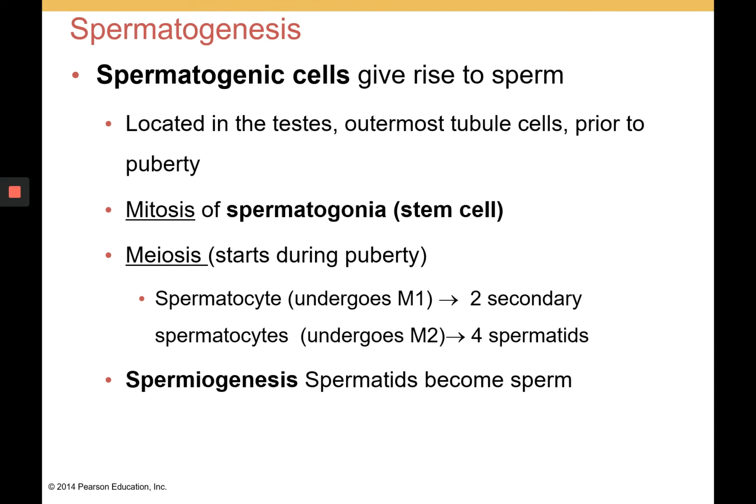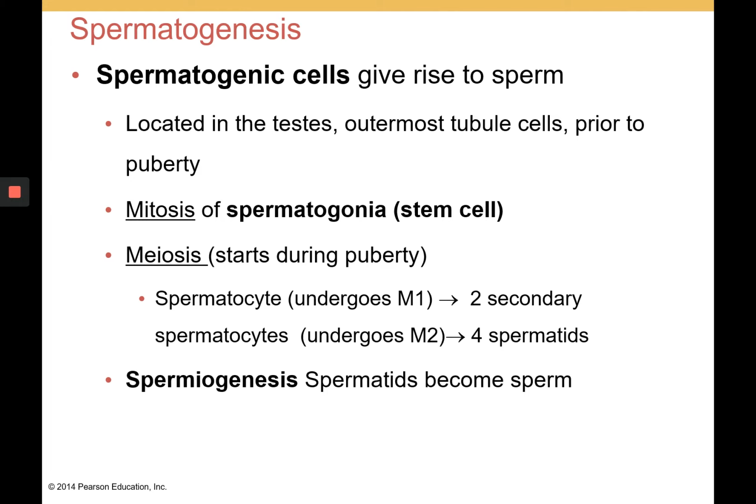So let's go back and look, or specifically apply this to the male reproductive system. That process, meiosis, in males is called spermatogenesis, and it occurs in the testes, specifically the seminiferous tubules where sperm are produced. In the seminiferous tubules, we have a stratified tissue, or epithelium, that gives rise to sperm. Most of those cells are spermatogonia, or spermatogenic cells. Again, they're located in the testes, in the outermost parts of the seminiferous tubules.